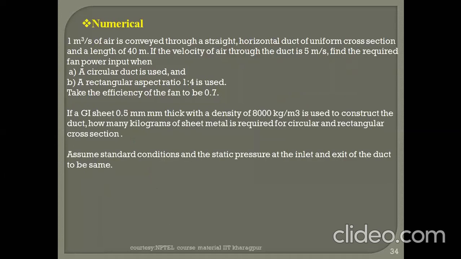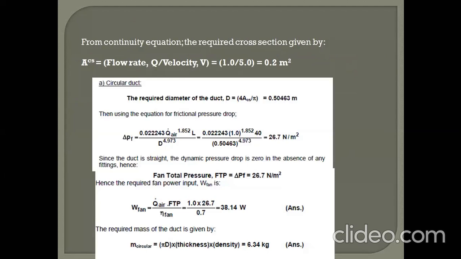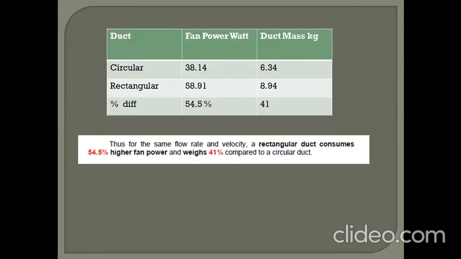Then one numerical we solved, and this numerical shows the power required and the duct material required in case of circular and rectangular duct, and we found that in case of rectangular duct you require more power and more material. So rectangular duct theoretically is not a suitable candidate for a duct, but in actual practice your building design requires rectangular duct in most of the cases.